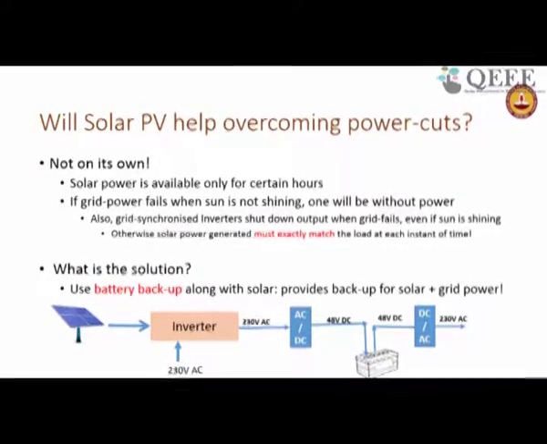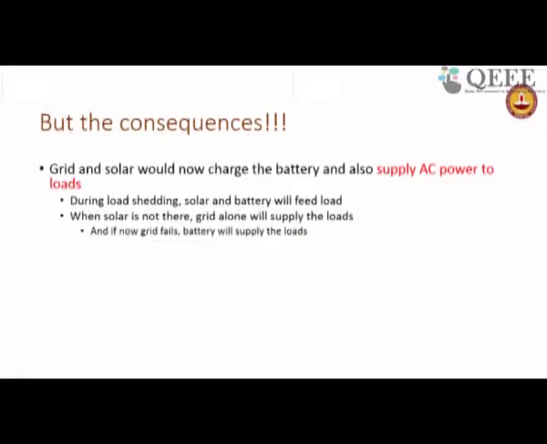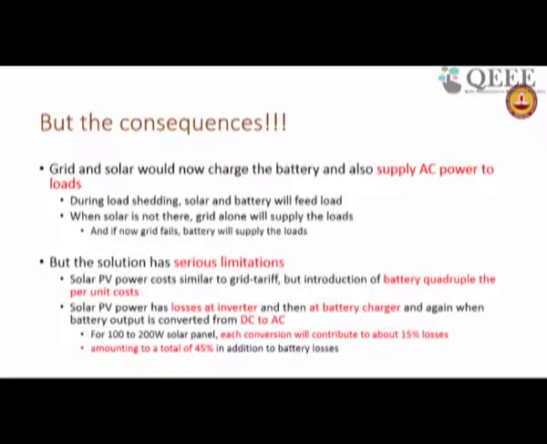There you will not be able to design anything with less than 60% losses. So we ask, can we do a better design? For example, earlier, grid and solar would charge the battery and also supply AC power to the loads. During load shedding, solar and battery will feed the load. When solar is not there, grid alone will supply the load, and if the grid fails, battery will supply the load. So this is all fine except for the losses, but the solar solution has serious limitations.